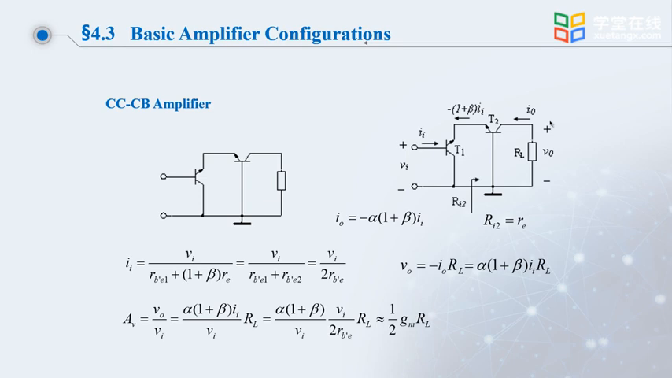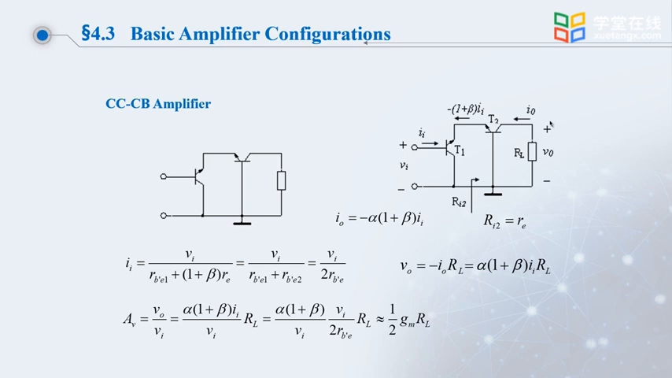Based on previous study, we know the input resistance of the common collector configuration is equal to the resistance Re. So we can write the input resistance at this time as RBE plus (1 plus beta) Re. Since the two tubes have the same parameters, (1 plus beta) Re equals RBE2, which is equal to RBE1. We can write it in the form of RBE. So the input current Ii is equal to the input voltage Vi divided by twice RBE.